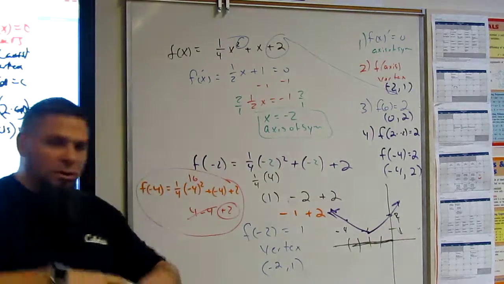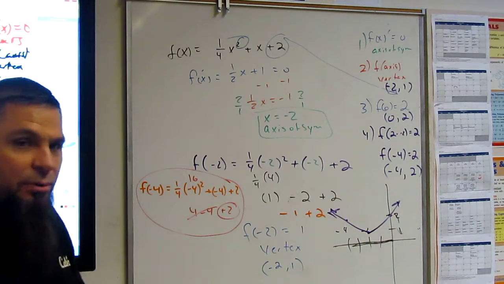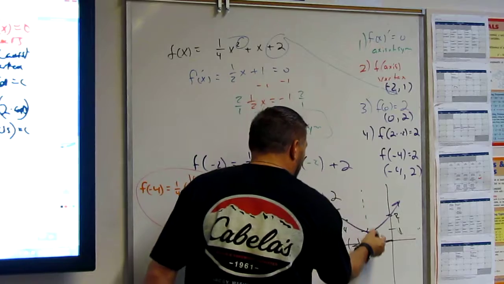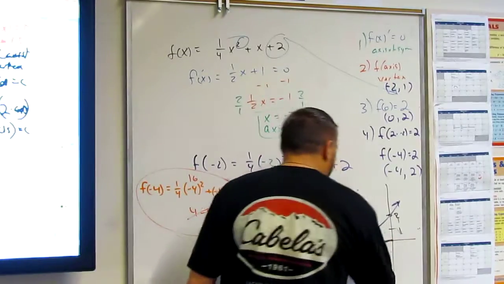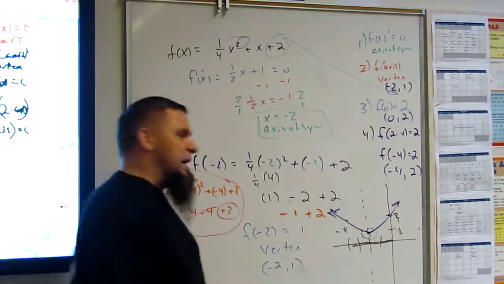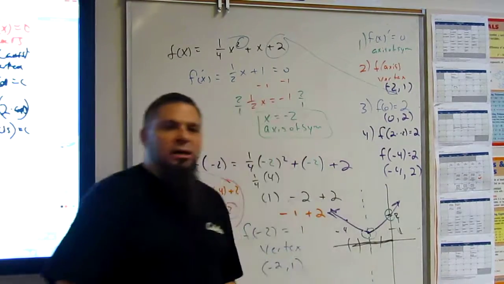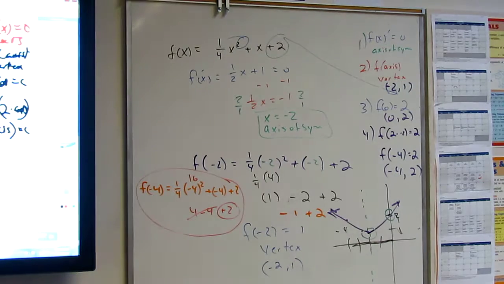And it should look symmetrical, because this is the axis of symmetry. This is the vertex. We found that. Where's the y-intercept? Right here. So we have everything that the problem asked for.